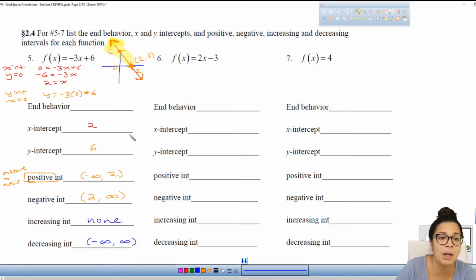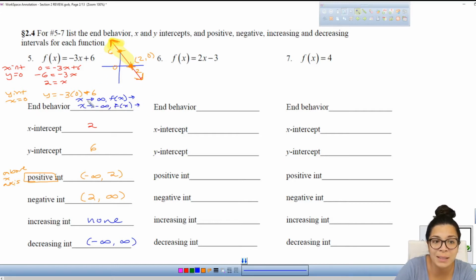Now let's move on to the end behavior. Remember, anytime you're writing end behavior, you're always going to write: as x approaches +infinity, the y value, f of x, approaches, and then you fill in what. And then you also need to say: as x approaches -infinity, which would be on the left side, the y value, f of x, approaches, and then you fill in what.